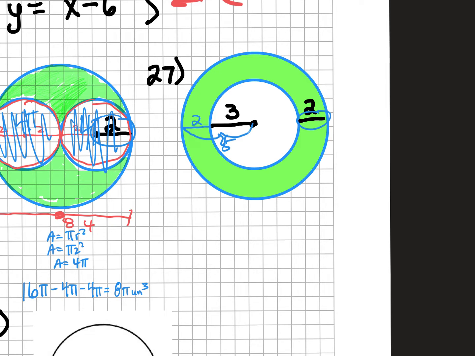And now my eraser doesn't work. Oh, there we go. So the radius for this guy, what is going on with my pen right now?